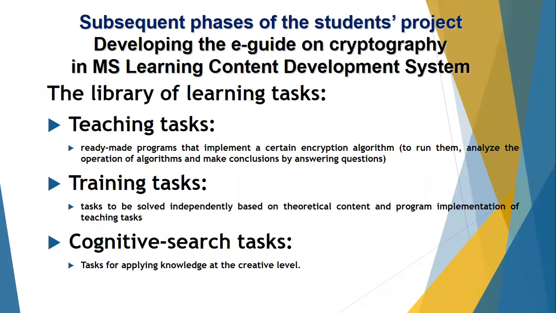The library of learning tasks, which is an ingredient of our e-guide, includes so-called teaching tasks, training tasks, and cognitive search tasks. Teaching tasks are already made programs that implement a certain encryption algorithm, to run this algorithm, to analyze the operation of the algorithm and to make conclusions by answering questions, which is encouraged by the e-guide and which students have to follow too. Training tasks are similar to teaching tasks, but they are proposed to be solved independently based on the theoretical content and program implementation of teaching tasks. And finally, there are cognitive search tasks, which expect applying students' knowledge at a creative level.